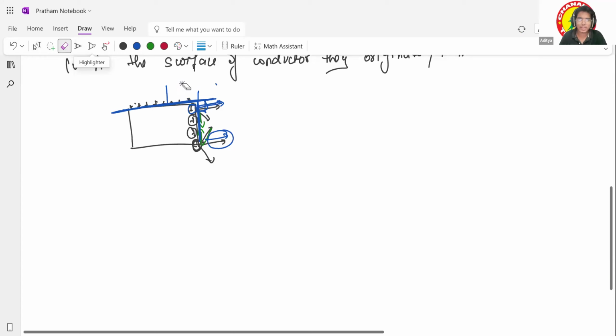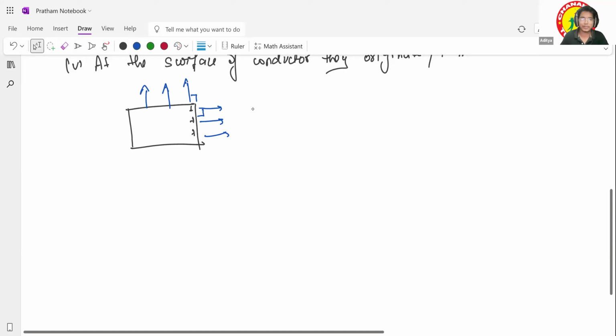Any doubt? Any kind of special doubt we have? No. Okay, fine. It will look like this, this, this, this: perpendicular to the surface. That's fine. So what's the next property?